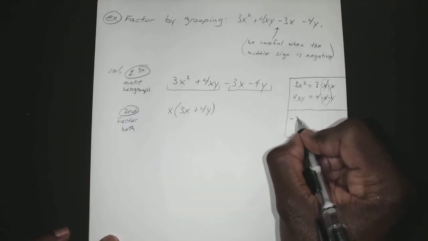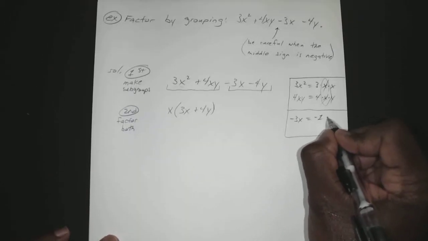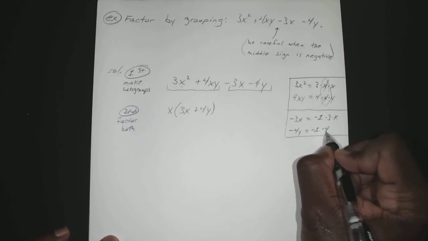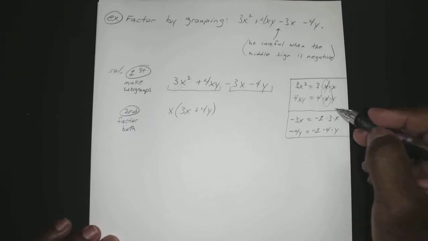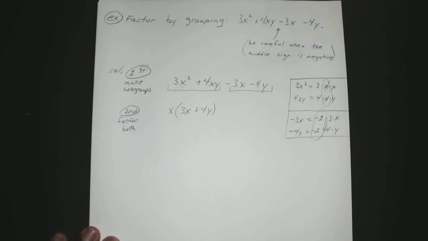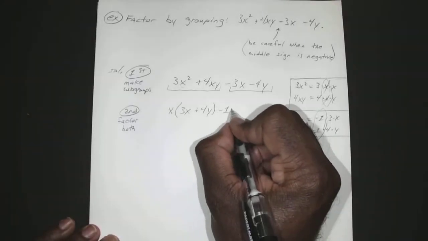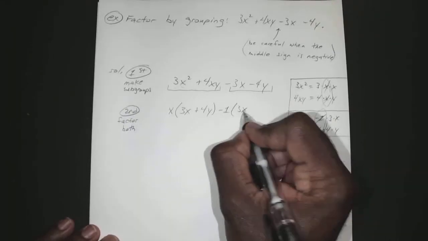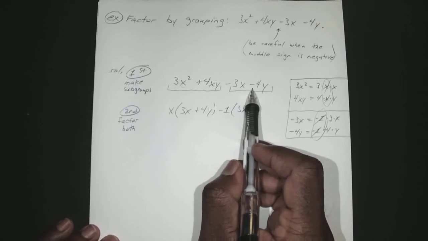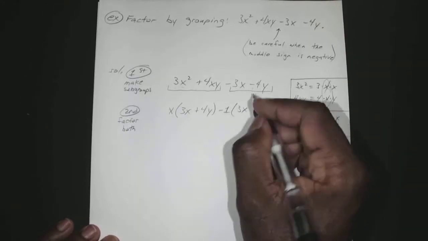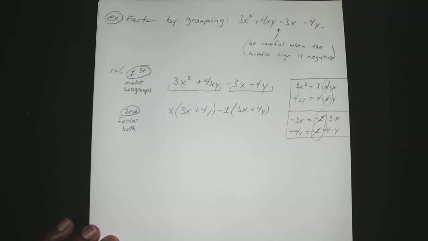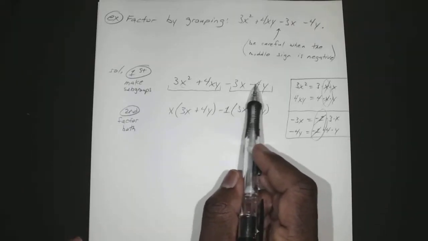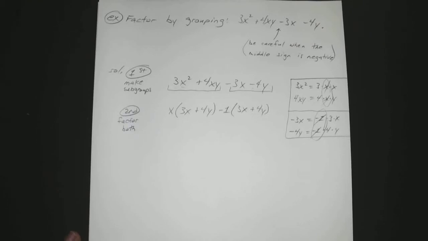Now for this one, negative 3x is just negative 1 times 3 times x. And negative 4y is just negative 1 times 4 times y. Where the only one they have in common is a negative 1. So if you factor out that negative 1, you're only left with 3 times x. And the reason you want to be careful is because that sign now changes. So that comes from minus 4y to plus 4y. If you're ever a little leery as to whether or not you did it right, if you distribute it, it should give you right back to where you started. So you can always check it as you're going.